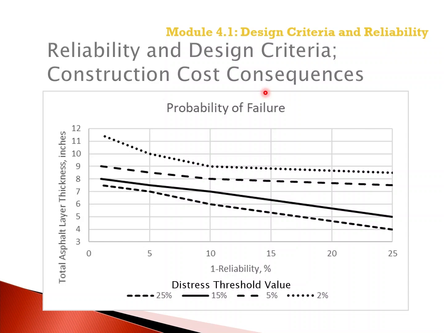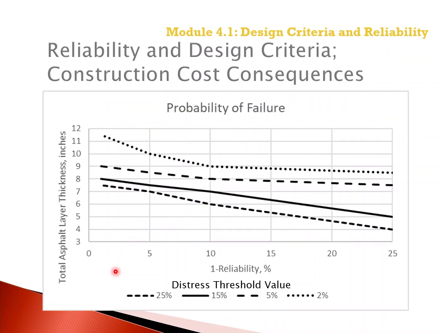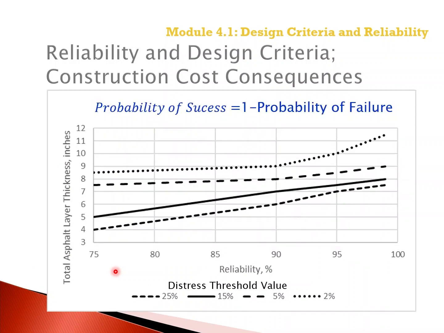So if we look at this differently now in terms of the probability of failure, basically it's the reverse of the previous graph. So this is the probability of failure. This is 1% probability of failure going to a 25% probability of failure for the same distress threshold values and the layer thickness required. So it is a reverse image of the previous slide.